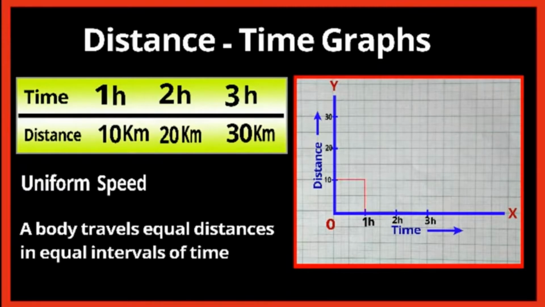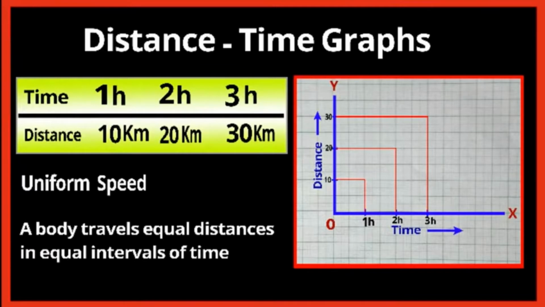Now we have to mark points. As you can see, how to mark points, that you know already. 1 and 10, 2 and 20, 3 and 30. So we have to mark these points. And after marking all the points, we are to join these points.